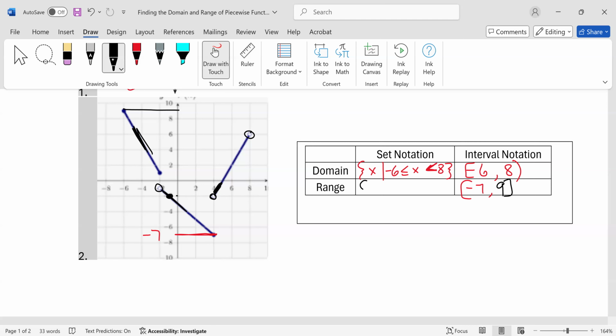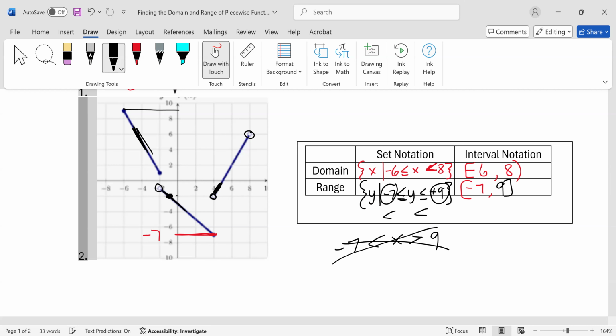So write the braces, y, such that your y values are between negative 7 and, oh, sorry, positive 9. Thank you. They're always going to face the same direction, because negative 7 is less than or equal to 9. They have to face the same way to make sense, okay? You should never have it looking like this. They should never look like this, okay? They have to face the same direction. All right, let's try another one.